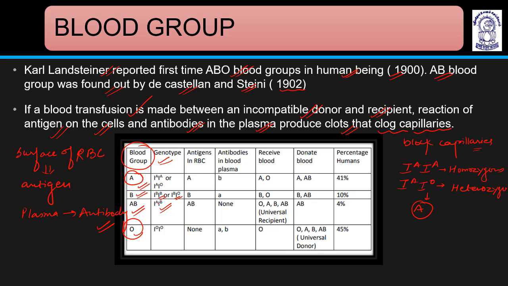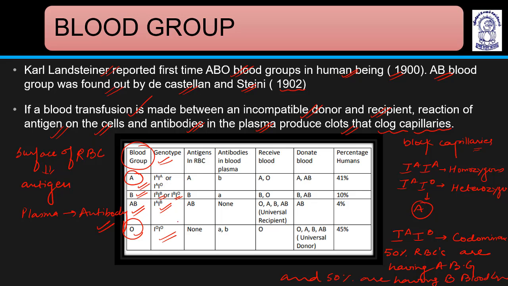50% of RBCs have A antigen, 50% of RBCs have B antigen. So IAIB represents codominance, as 50% of RBCs have A blood group and 50% have B blood group. IO, only one condition, homozygous recessive.